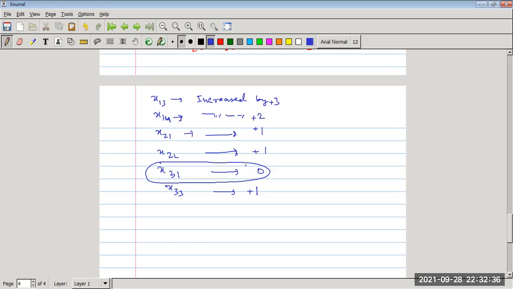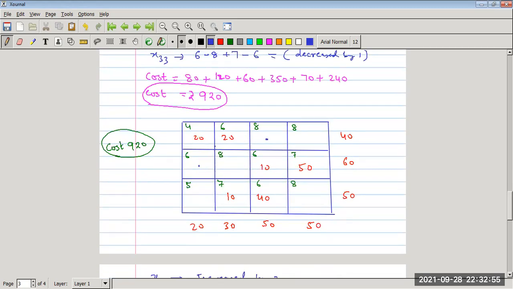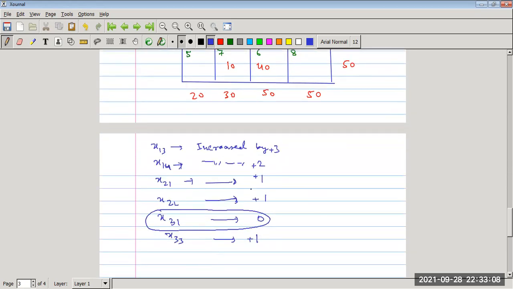0 means we get the same value, but by allocating a single item at each non-allocated point, we don't get any negative value. It means the cost is not decreased by 1. So by such allocations, we get the optimal solution, and the optimal cost is rupees 920, right? Now this method, the stepping stone method, gives us another possibility how we can allocate.